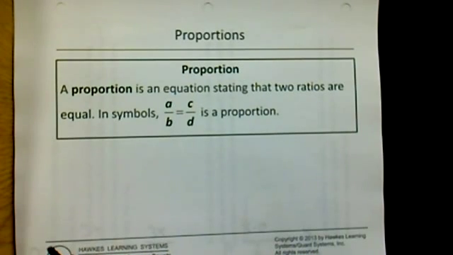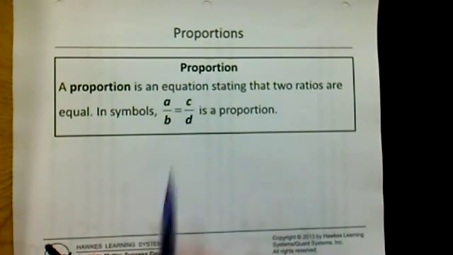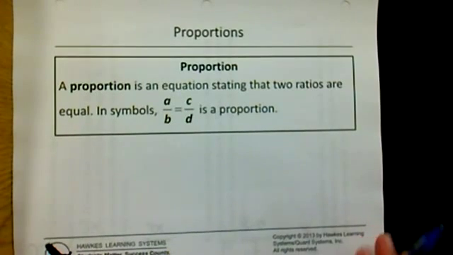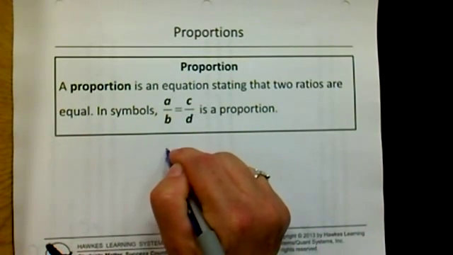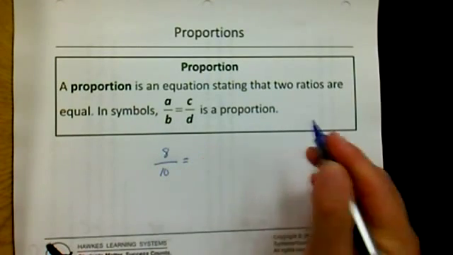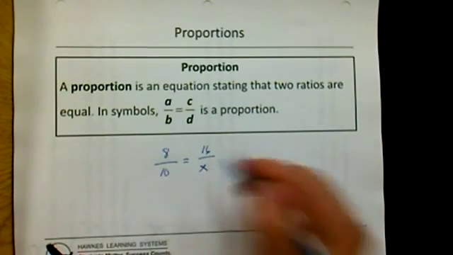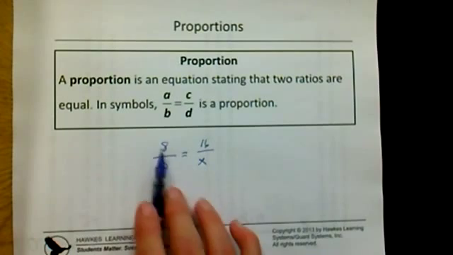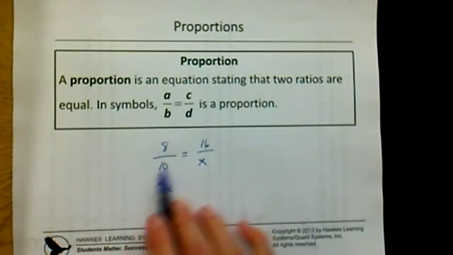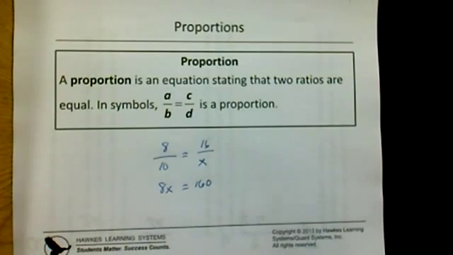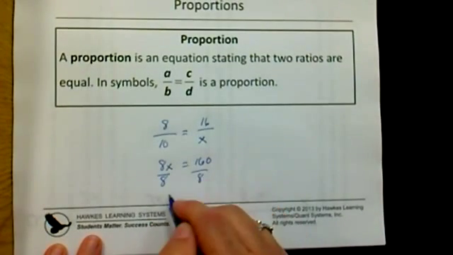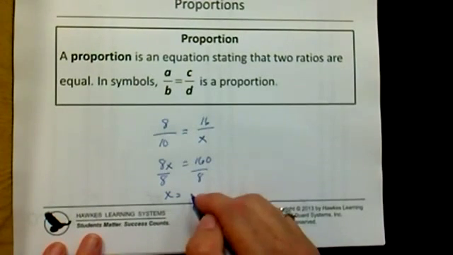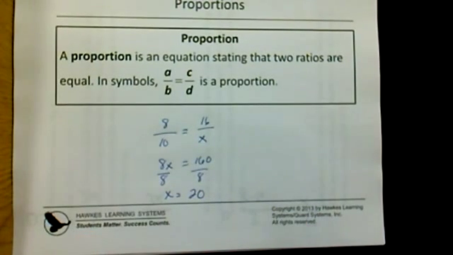A proportion is an equation stating that two ratios are equal. The symbols A over B equals C over D is a proportion. If we had normal proportions, such as 8 over 10 is equal to 16 over X, we could simply cross multiply them. X times 8 is 8X. 10 times 16 is 160. Divide by 8 and find out that X is equivalent to 20. And so we would end up having 20 for our denominator.